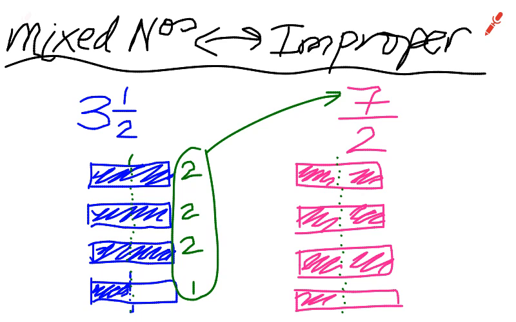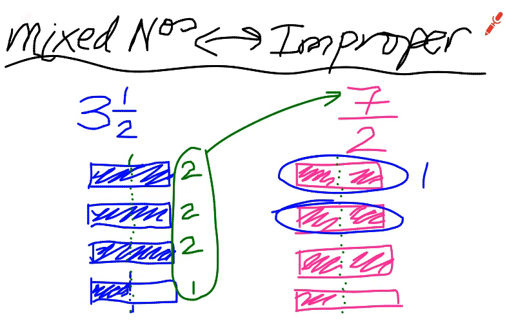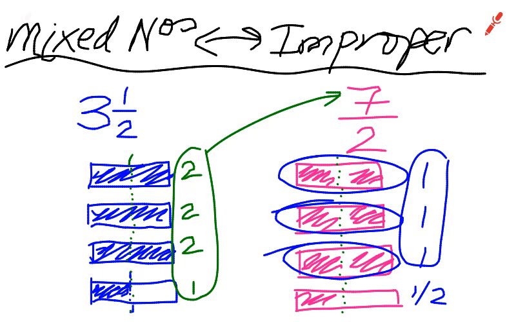And doing the opposite thing, looking at the pink ones, well, these 2 halves make up a whole, 1 whole. These other 2 halves, another whole. 2 more halves, another whole, and here we still have a half. So look at that. That's our 3 wholes and a half.